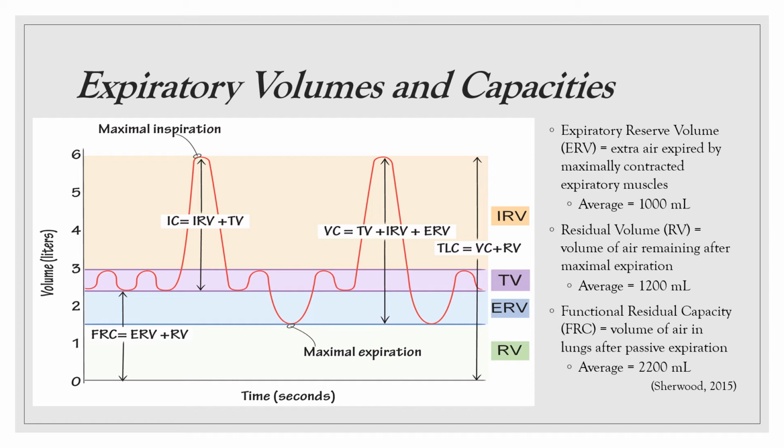When we maximally expire, there is still a volume of air that remains in the lungs. This volume is called the residual volume. This volume cannot be measured with the use of a spirometer because it does not move in and out of the lungs.